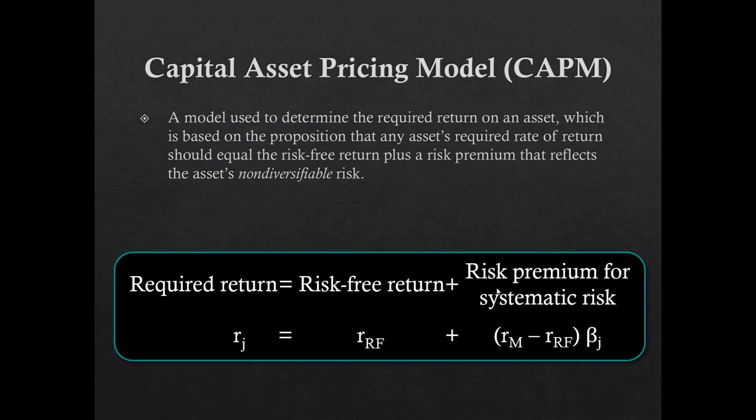And this, as I had mentioned, is the capital asset pricing model. It's a model used to determine the required rate of return on an asset, which is based on the proposition that any asset's required rate of return should equal the risk-free return plus a risk premium that reflects the asset's non-diversifiable risk, the asset's risk as it pertains to changes in the overall market, not that company specifically. And that's shown here. The required return on stock J is equal to the risk-free rate plus the risk premium multiplied by the beta for stock J.